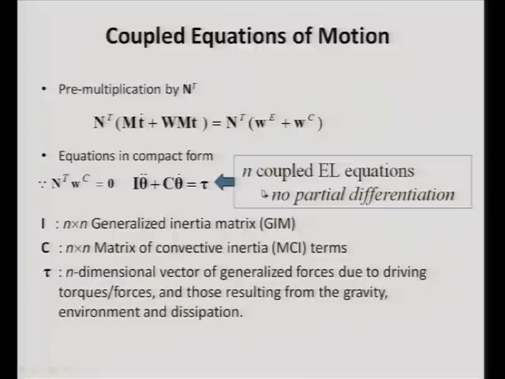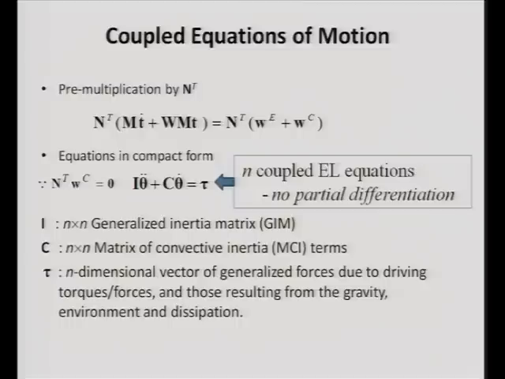So, for a 6 degrees of freedom robot it will be 6 scalar equations here, and then correspondingly we give a name to all these matrices and vectors. I is the n by n generalized inertia matrix, because we are talking about the whole system now. So, for a 6 degrees of freedom robot it will be 6 by 6. Capital C we call the matrix of convective inertia terms, because it will have theta and theta dot terms, and those terms will be multiplied by theta dot. So, that will be square terms of theta dot.